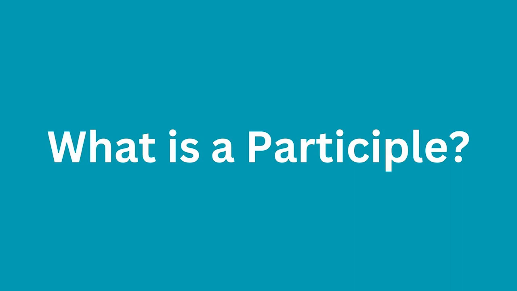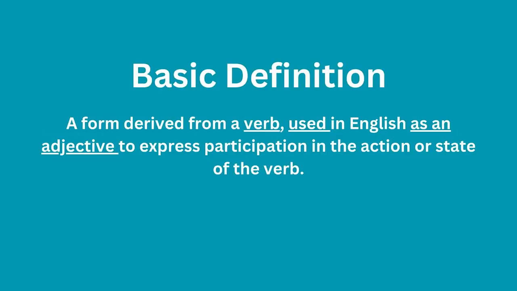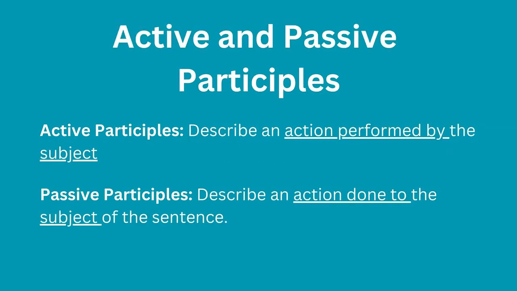What is a participle? A basic definition of a participle is a form derived from a verb used in English as an adjective to express participation in the action or state of the verb. There are two types of participles, active and passive participles.